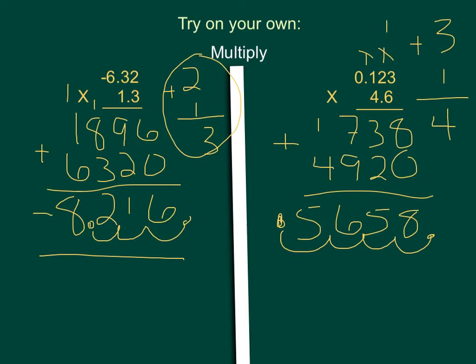For the second example, 123 thousandths times 4 6/10ths, after going through and multiplying them, I go back and look and there were 4 numbers total after the decimal, which means there are 4 numbers after the decimal in my answer. When I go back 4 spaces, I find out that my answer is 5,658 10,000ths.